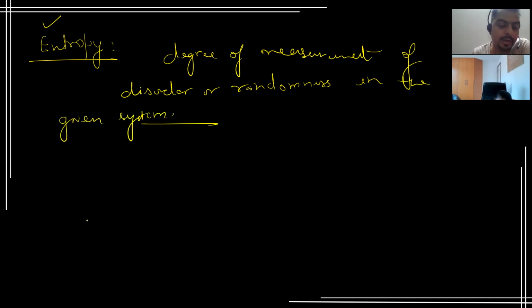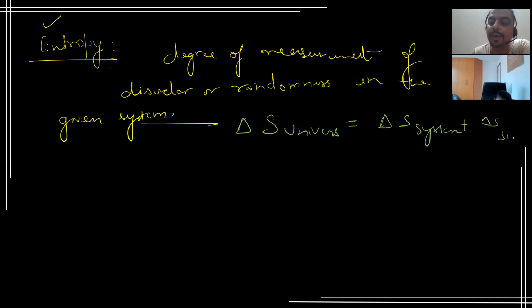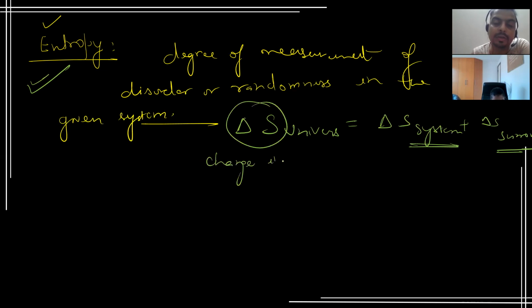Okay? And entropy change of universe is the sum of entropy change of system plus entropy change of surrounding. Okay? So entropy is the degree of measurement of disorder or randomness in the given system. And for it you use delta S. Delta S stands for the change in entropy, because the absolute value is very tough to calculate. You have to calculate the change in entropy.